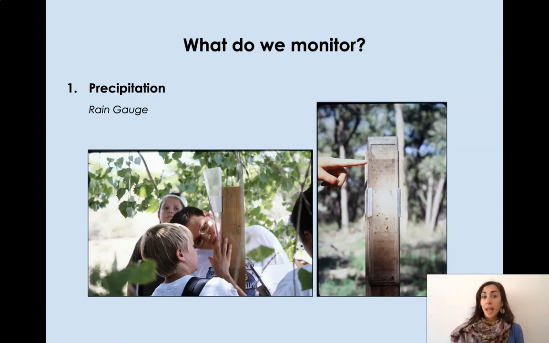Now we have two different types of rain gauges. One is under the canopy of the trees, and the other one is in the wide open. That's because we want to see how much rain actually gets collected by the plants that live in the bosque every month, and how much rain actually reaches the ground.